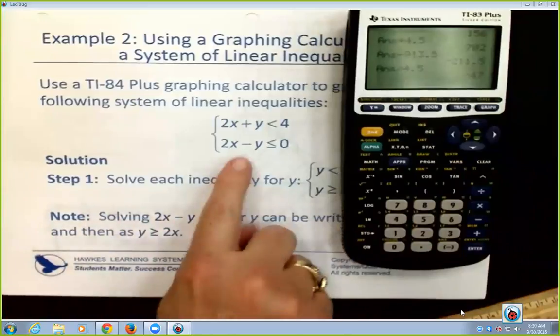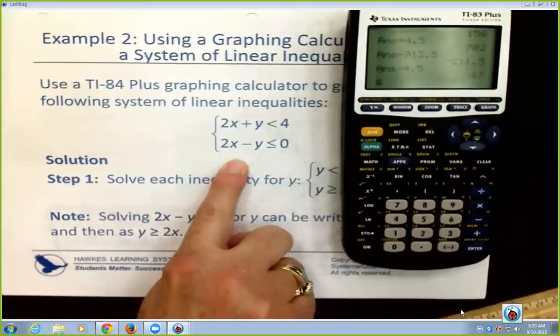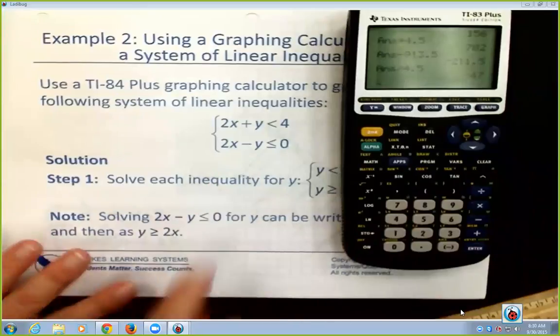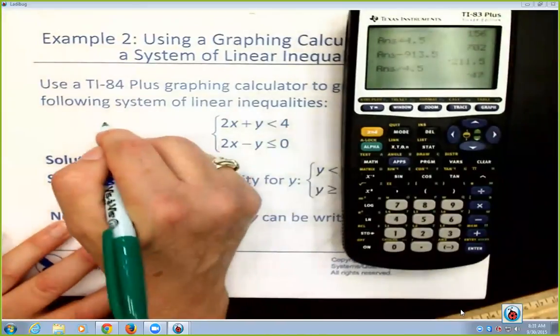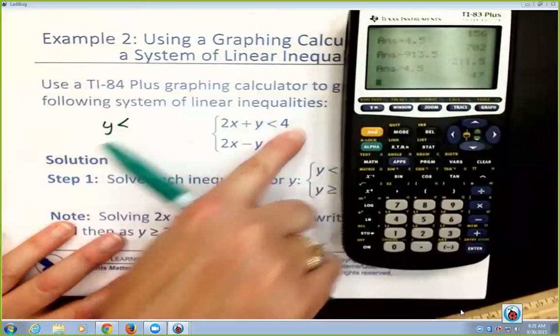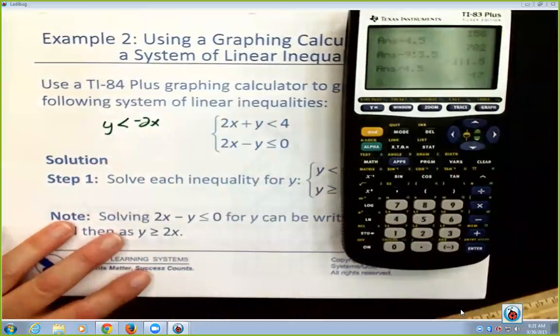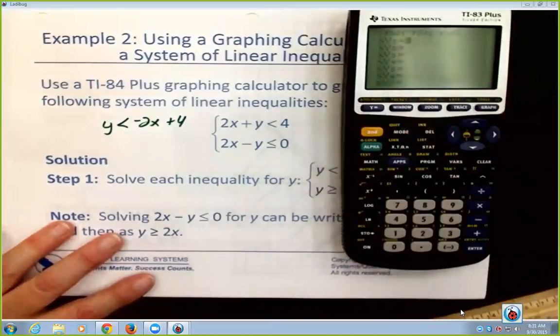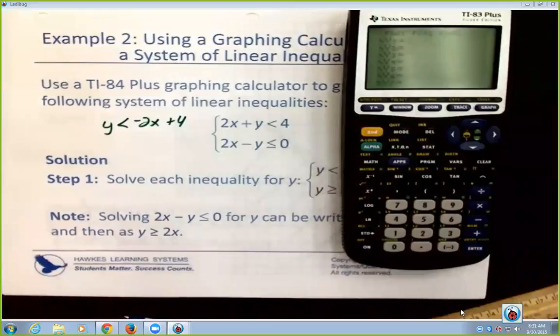First off, in order to put these in, just like we did before, we need to solve for y in each case. So if I solve the first one for y, I'm going to have y is less than, move my 2x over, so minus 2x plus 4. So we're going to go to y equals. Everybody get there on their calculator? You might not have a calculator, you need to borrow one. Are we doing good? You need one?